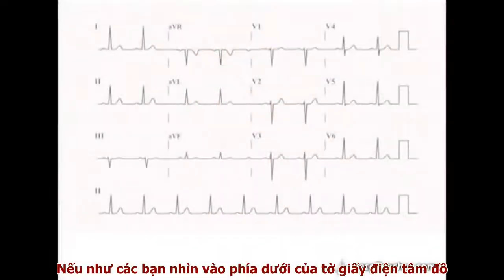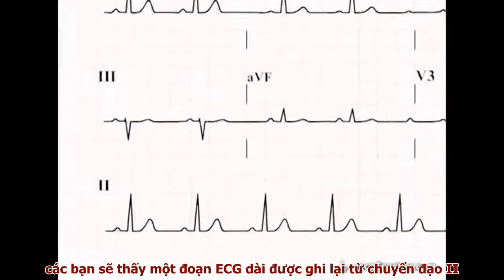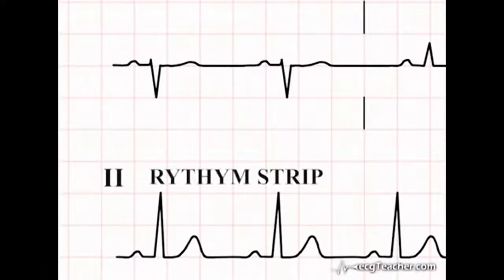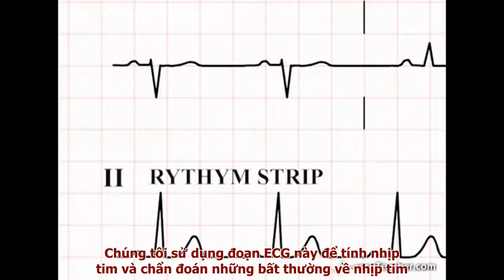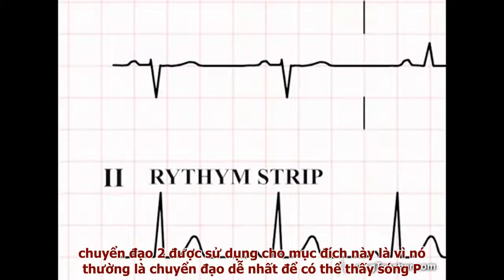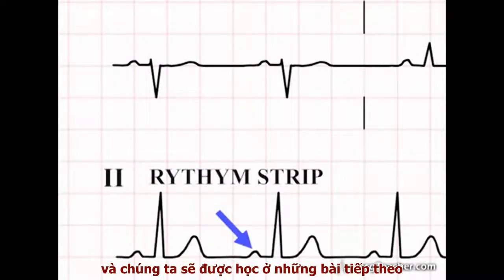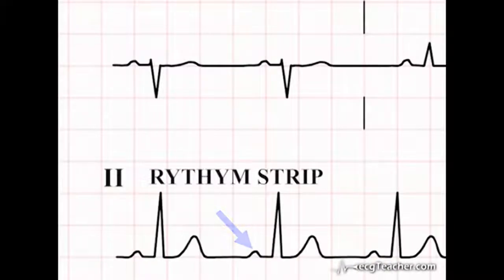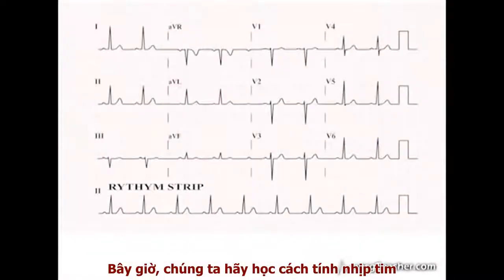If you look at the bottom of the ECG readout, you will see a long run of recording from lead 2. This is called the rhythm strip. We use the rhythm strip to calculate the heart rate and to diagnose abnormal cardiac rhythms. Lead 2 is used as the rhythm strip as it is usually the easiest lead in which to see P waves, and as we'll see in subsequent sections, identification and analysis of P waves plays a key role in the diagnosis of rhythm disturbances on the ECG. For now, let's deal with the calculation of heart rate.